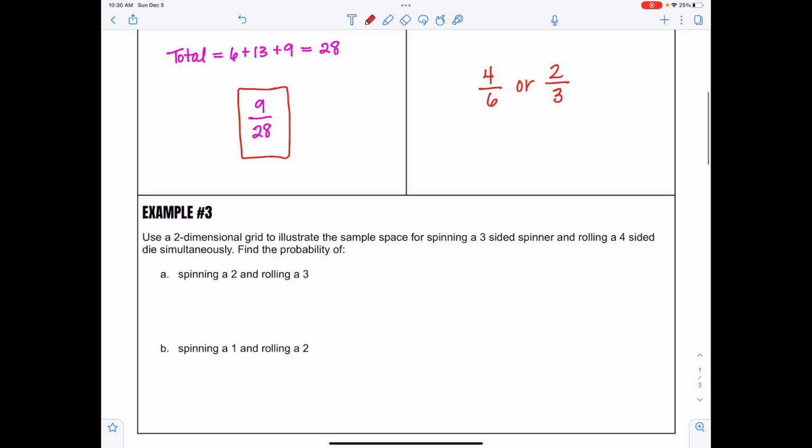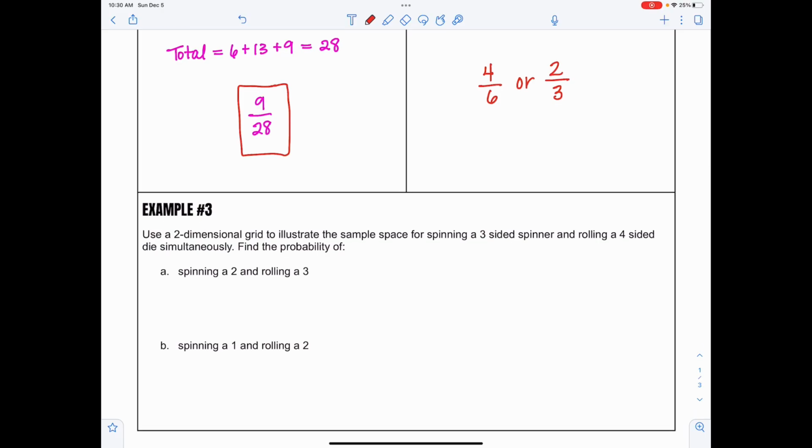Example number 3, it says use a 2-dimensional grid to illustrate the sample space for spinning a 3-sided spinner and rolling a 4-sided die simultaneously. Find the probability of spinning a 2 and rolling a 3. So before we can even do that, we need to draw us a grid.